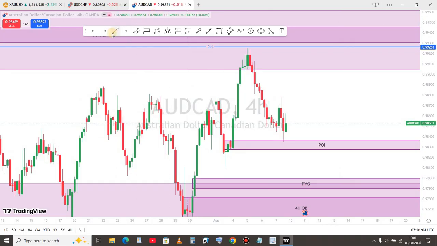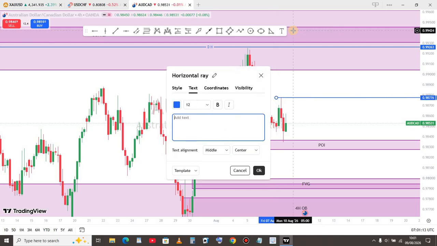I need to mark 4-hour high and 4-hour low. So this is our 4-hour high. As you can see, this is the highest point of this 4-hour time frame, the current 4-hour high. So for our previous 4-hour high.